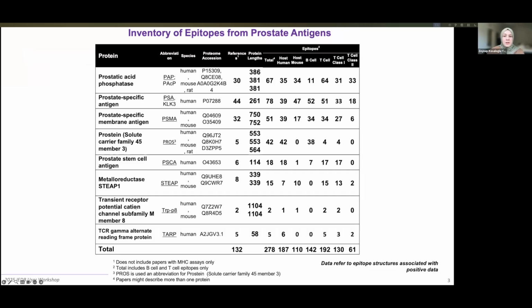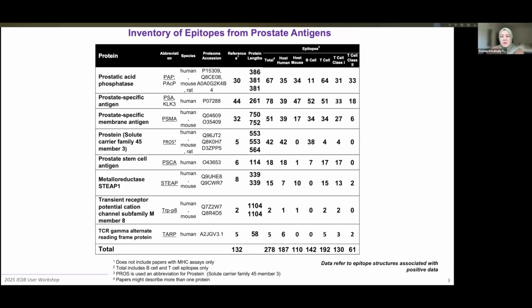Okay, so let's start with the prostate antigens. So here, these are actual tables from the paper. I will show you the paper later as well. You can take a closer look. So here you see a breakdown of the data we had in CEDAR for prostate-associated epitopes. We have a total of 8 prostate-associated antigens, which are listed here. From these antigens, we have 278 epitopes, and they were curated from 130 publications.